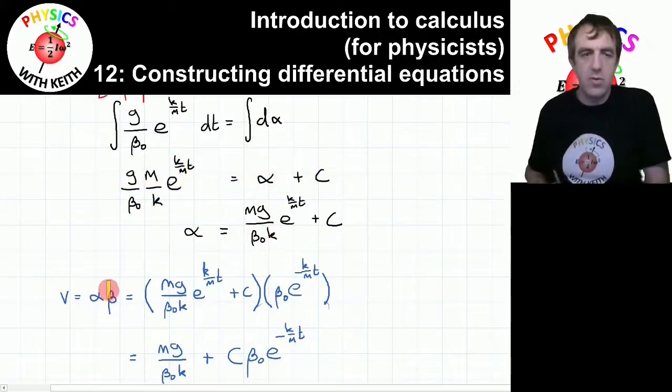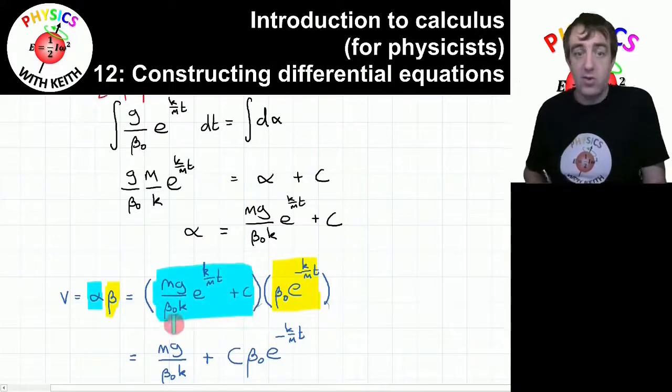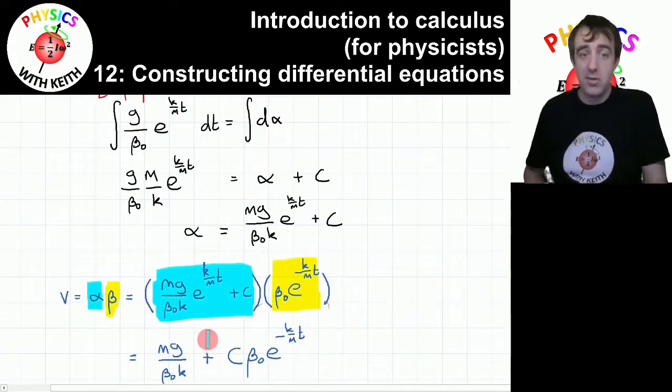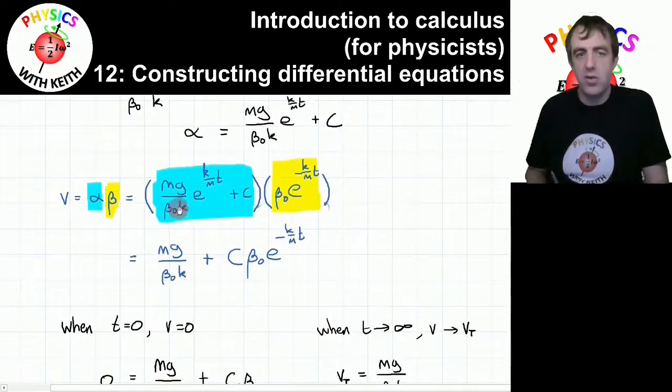Okay, so first of all, we found a function for beta, which was beta 0 multiplied by e to the power of minus k over mt. Then we found a function for alpha. That's this term here. So what we can now do is multiply this bracket out. Now the first term we multiply out is this mg over beta naught k e to the k over mt. We multiply that by beta naught e to the minus k over mt. You'll see that the e to the minus k over mt cancels.